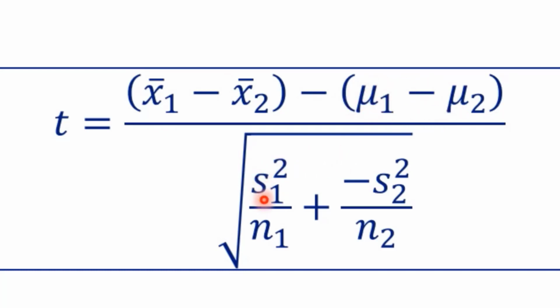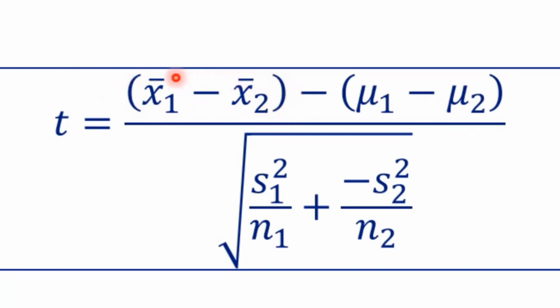Underneath the line we have the square root of the standard deviation squared of the first sample over the count of the first sample, or the number of items, plus the standard deviation of the second sample over the count of items. Now that standard deviation in the second sample is added, and squared, so it always comes out as a positive number. The important thing to remember is that above the line we only have x1 minus x2.